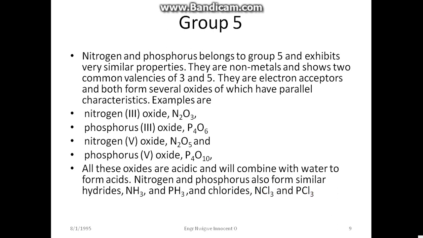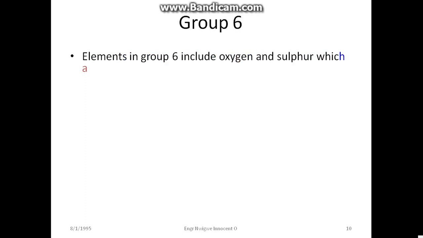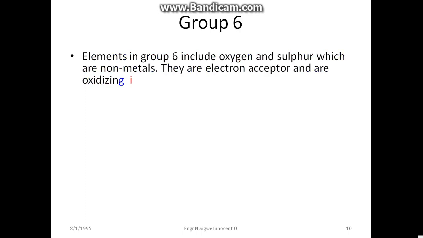Nitrogen and phosphorus also form similar hydrides NH3 and PH3, and chlorides NCl3 and PCl3. Group 6. Elements in group 6 include oxygen and sulfur, which are non-metals. They are electron acceptors and are oxidizing in nature.